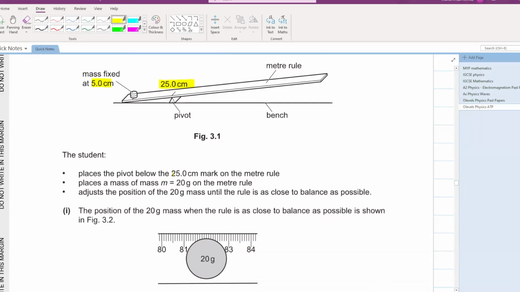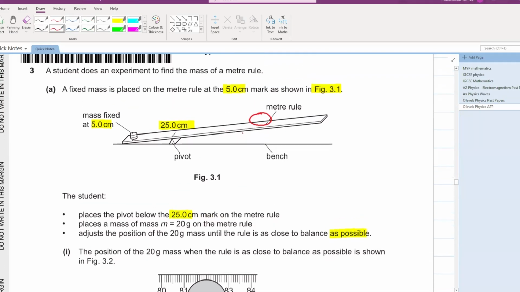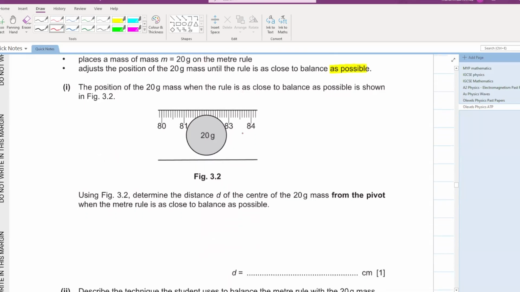The student places the pivot at the 25 centimeter mark as seen from the diagram. He places a mass of 20 grams on the meter rule. Adjust the position of the 20-gram mass until the rule is as close to balance as possible. So the student is placing the 20-gram mass here, adjusting its position until the rule gets balanced. The position of the 20-gram mass when the rule is as close to balance as possible is shown. So, this is the 20-gram mass on the meter rule.